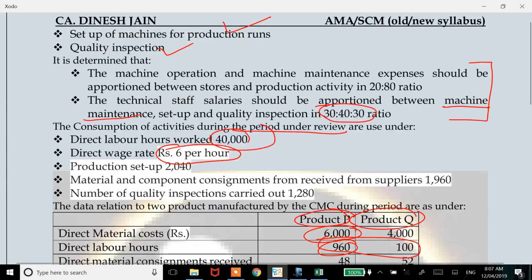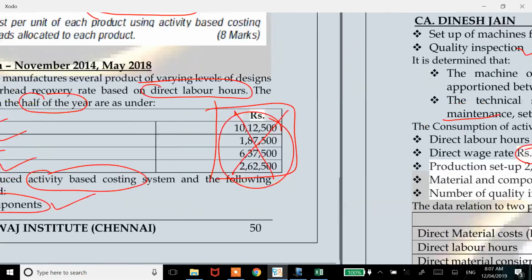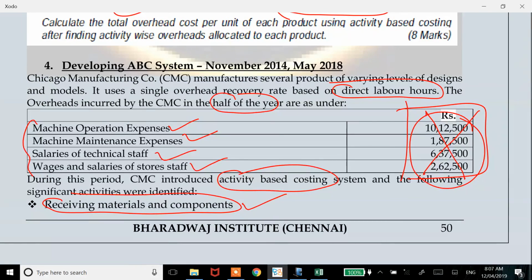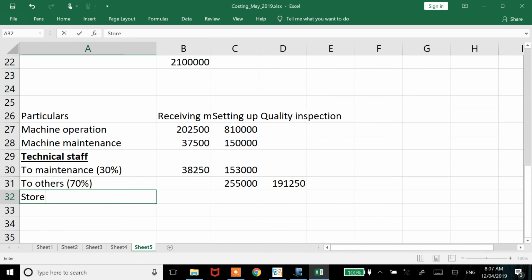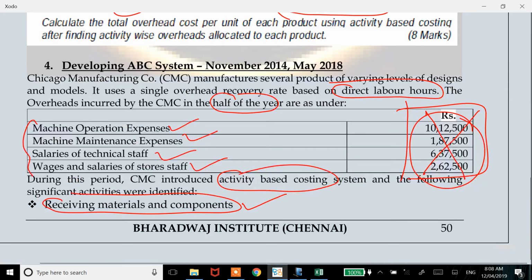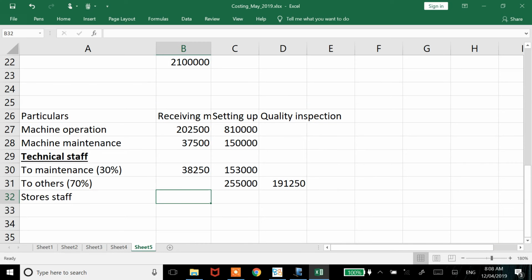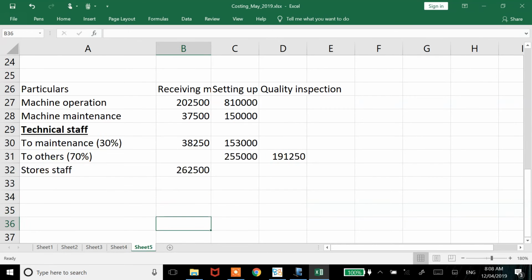What's the last expense? Wages and salaries of store staff. They have not given any data. Stores will go to which activity? It will go to receiving material. Store staff receiving is 262,500.